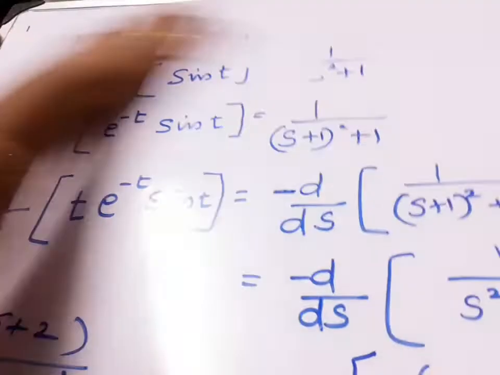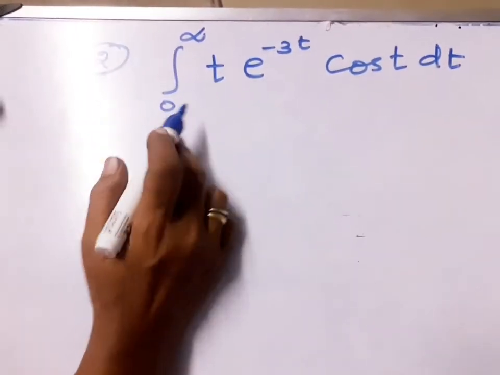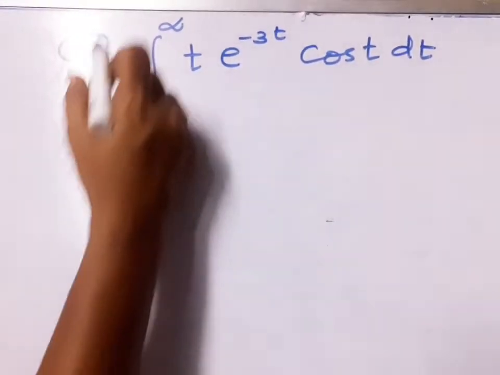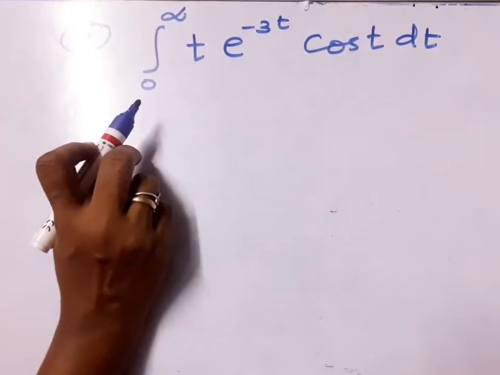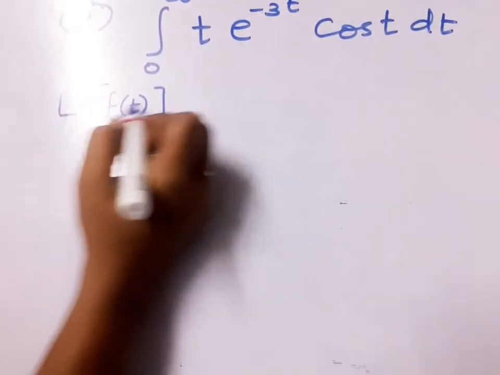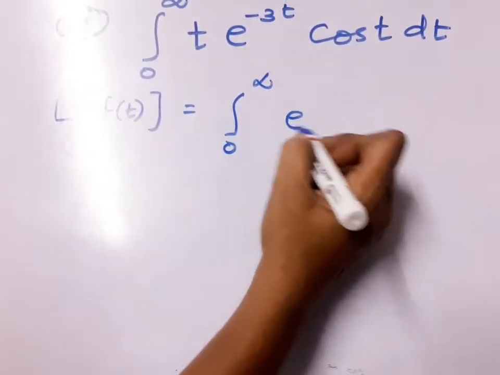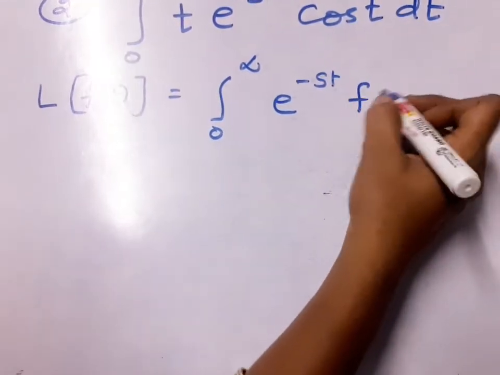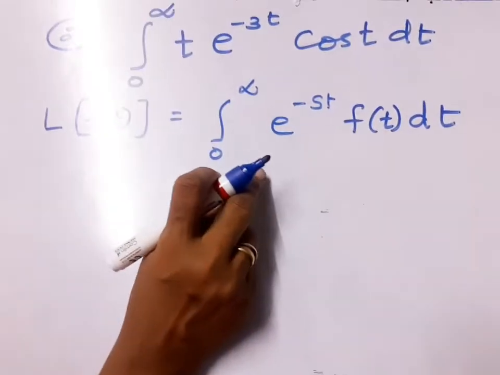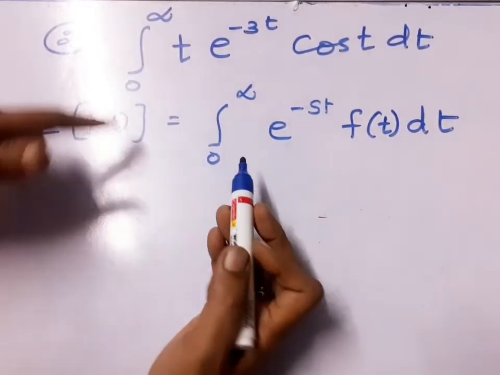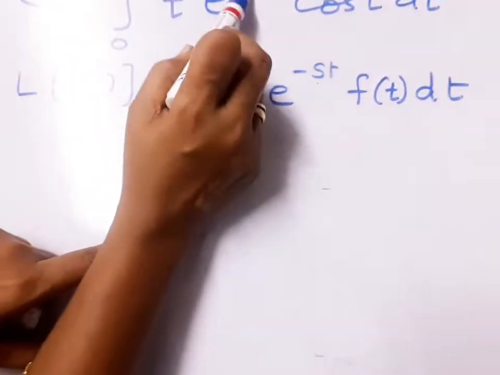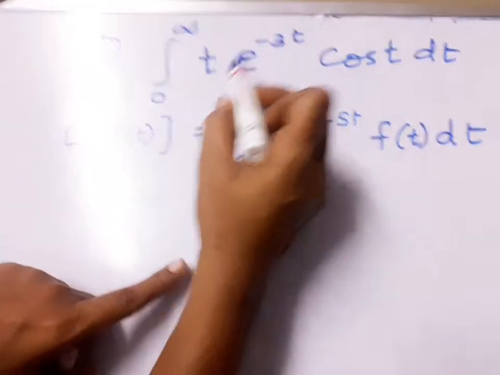Next we see another problem. We need to evaluate the integral from 0 to infinity of t e power minus 3t cos t dt. In order to evaluate this, we can use the Laplace transformation. As we all know, the definition of L of f of t is the integral from 0 to infinity of e power minus st f of t dt. So compare these two equations. When we compare, the integral limits both vary from 0 to infinity, e power minus st. In the place of s we have 3, and f of t can be taken as t into cos t.